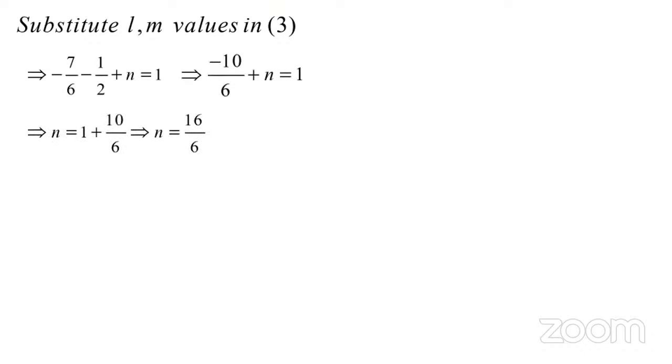Then substitute the l and m values in any of the 3 equations. I'm taking equation 3: minus 7 by 6 minus 1 by 2 plus n equals 1. Then minus 10 by 6 plus n equals 1, so n equals 1 plus 10 by 6, that is 16 by 6, which is nothing but 8 by 3. So we got the values of l, m, n.